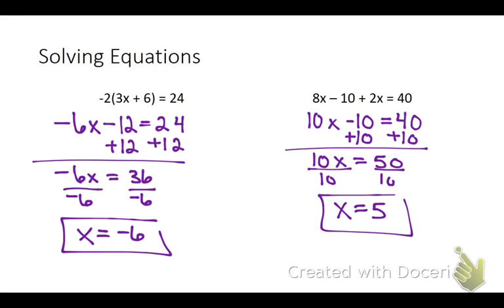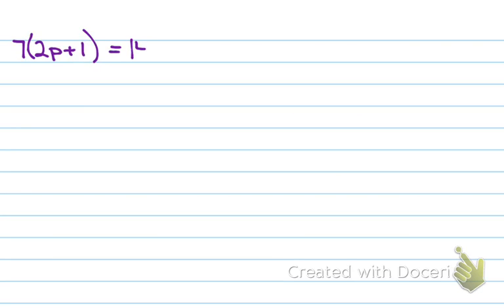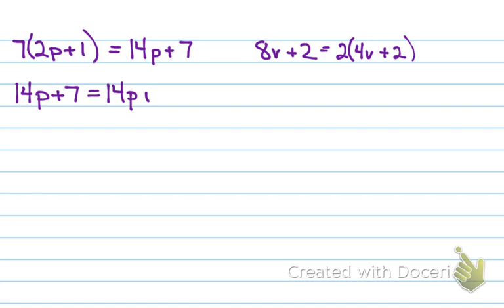All right, now we have equations like this one and this one. Okay, so I want you to go ahead and simplify both of them using the distributive property, and then we're going to talk about their unique solutions. Using the distributive property to simplify the first one, we get 14p plus 7 equals 14p plus 7. On the second one, we get 8v plus 2 equals 8v plus what? 4. Plus 4. We have to fully distribute.